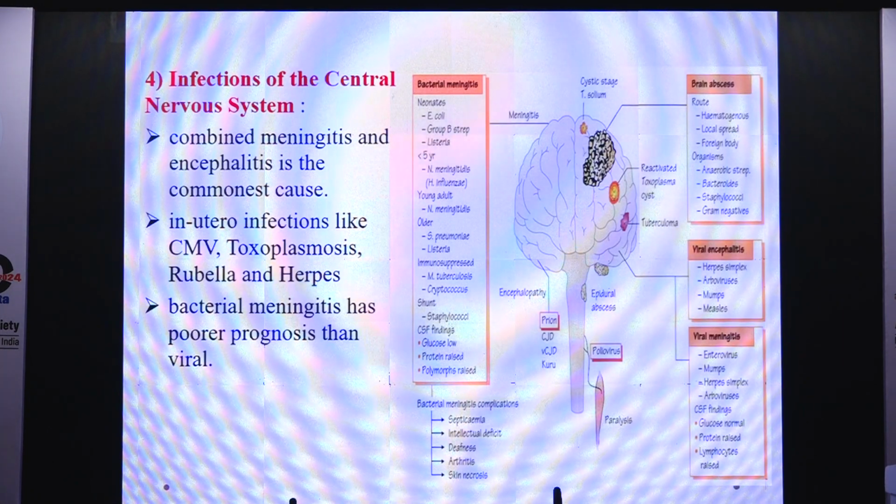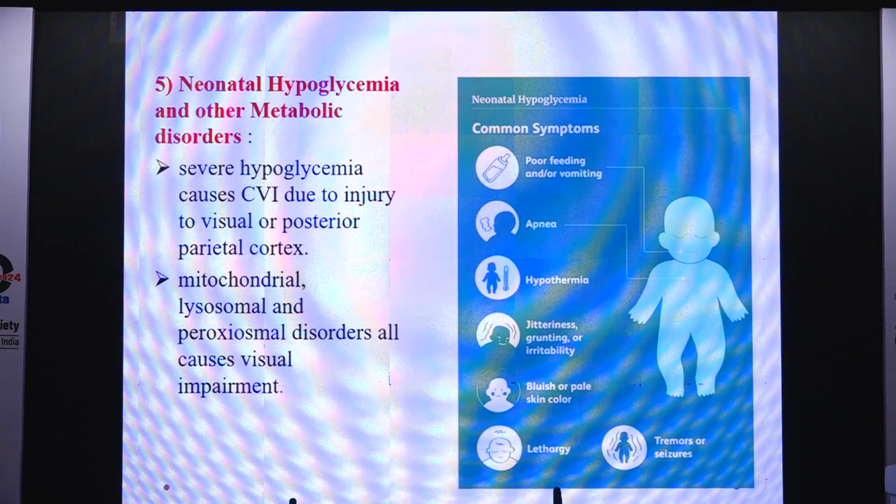Infections of the central nervous system also contribute to CVI. Combined meningitis and encephalitis is the commonest cause. In utero infections like CMV, toxoplasmosis, rubella, and herpes also contribute to it. And bacterial meningitis always has a poorer prognosis than the viral one. Neonatal hypoglycemia and other metabolic disorders have also been seen to be associated with CVI.